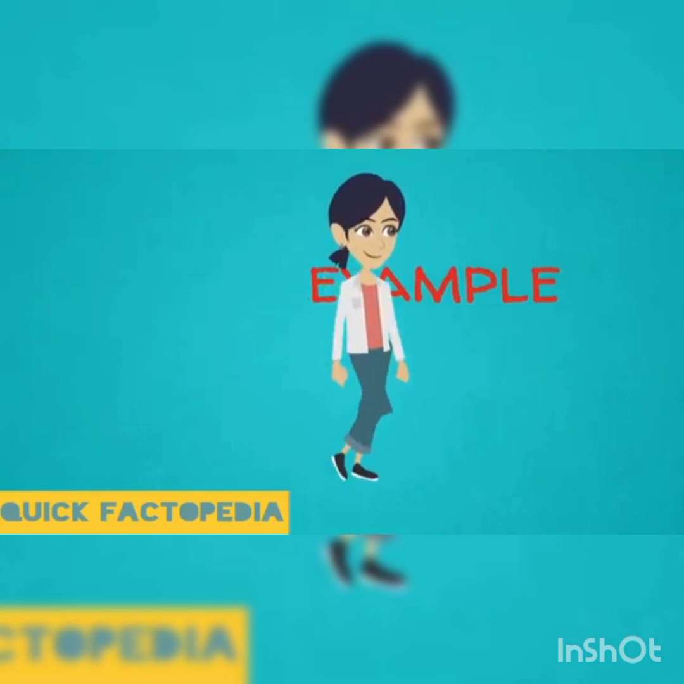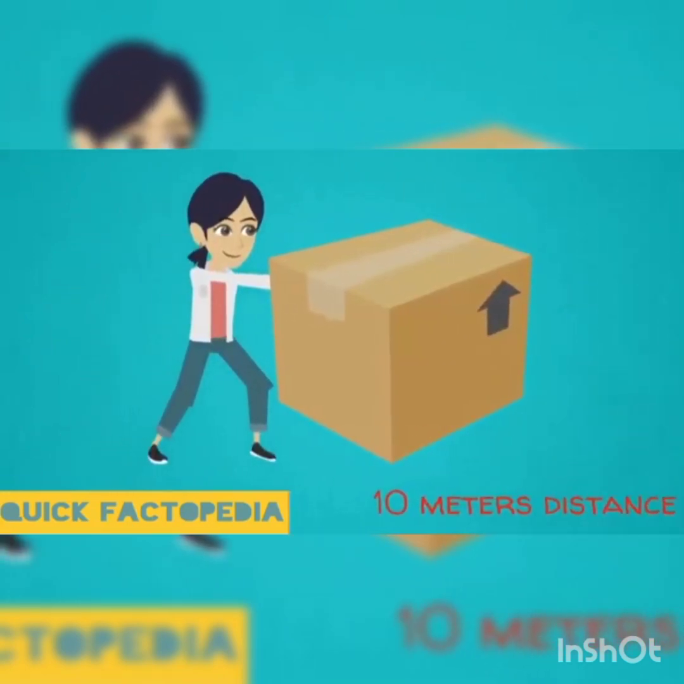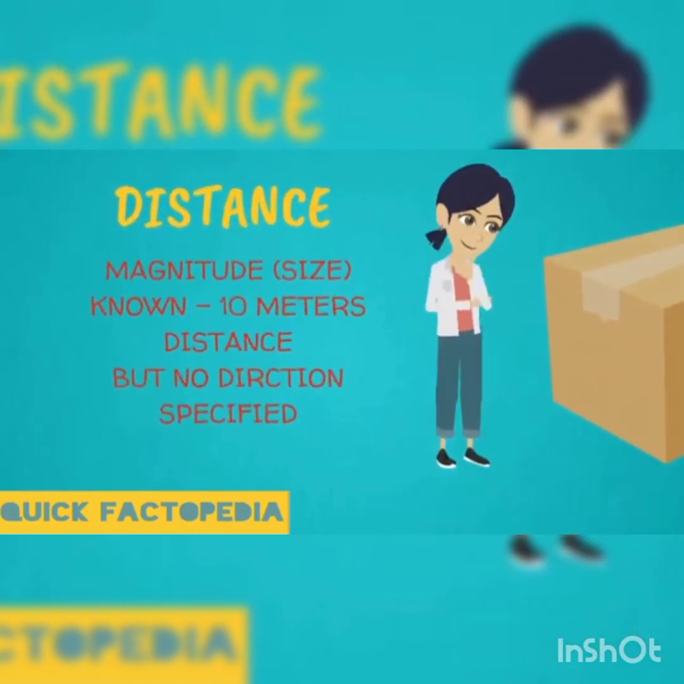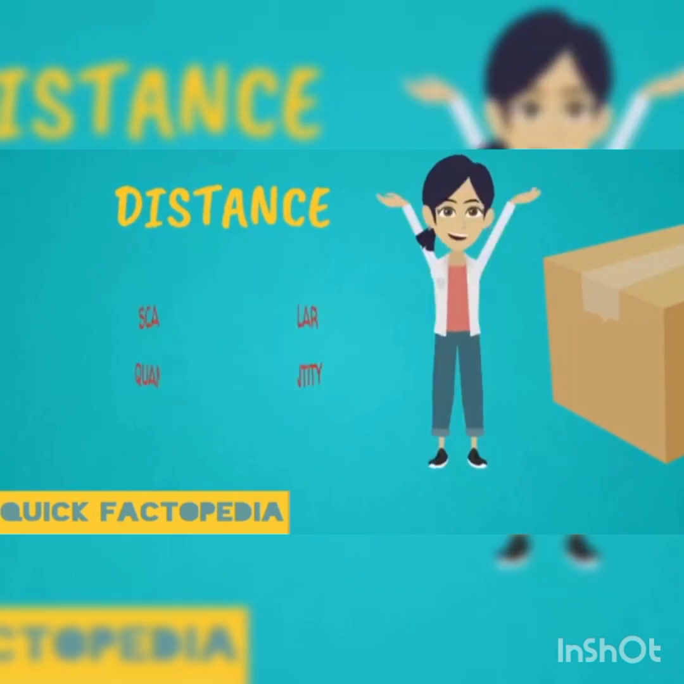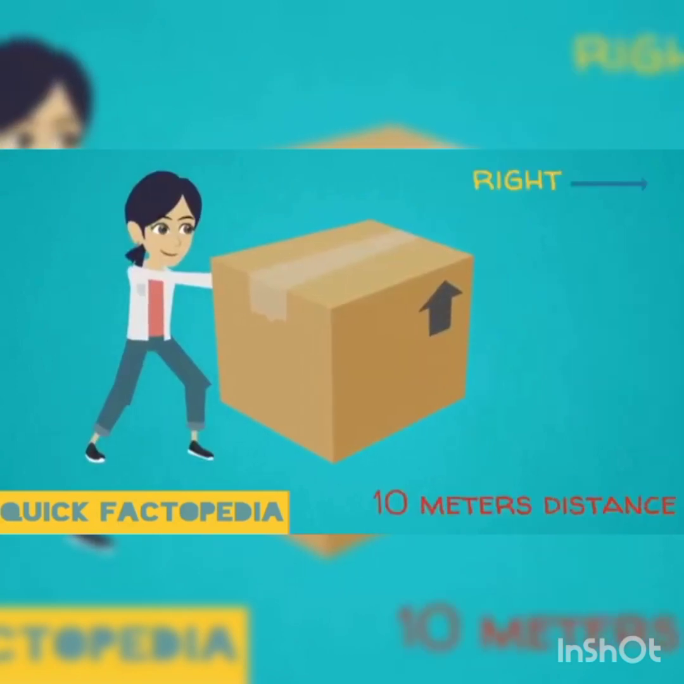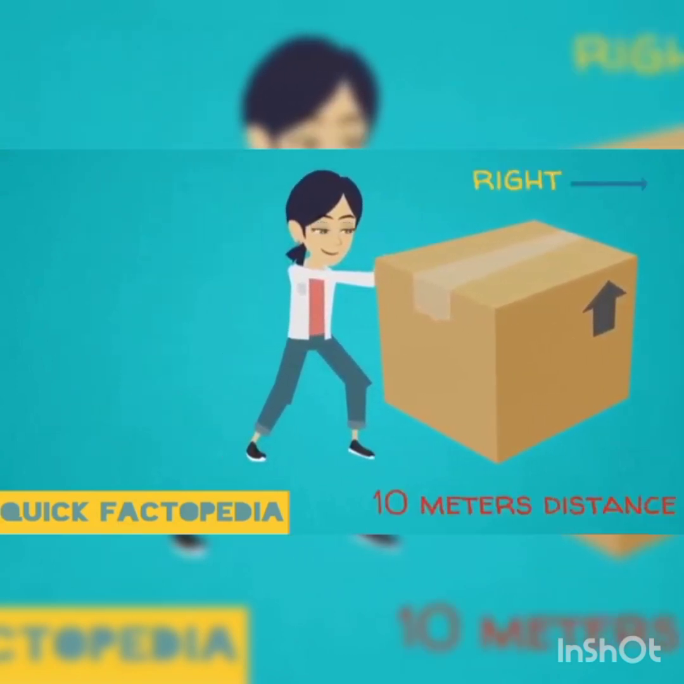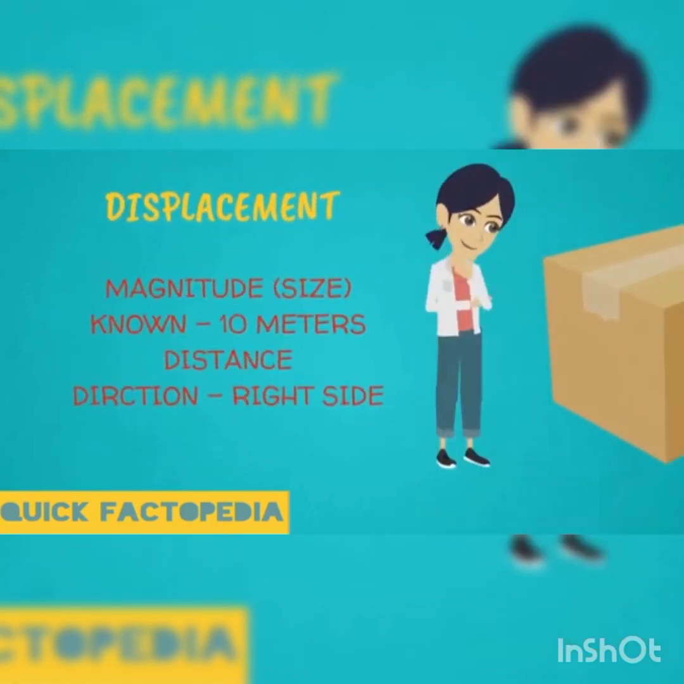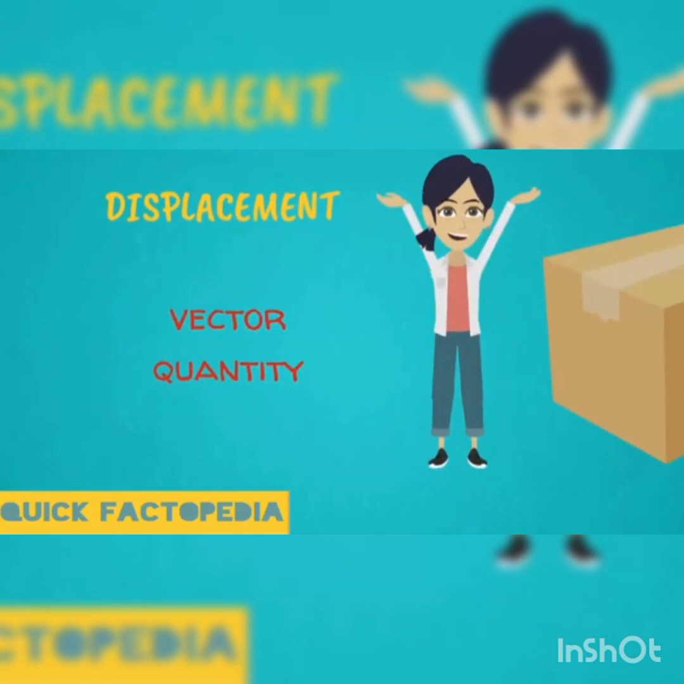Let us take some examples. Let's say I am moving this box to a 10 meters distance. Here we know the magnitude, that is the distance of 10 meters the box has been moved, without specifying the direction. Yes, distance is thus a scalar quantity. But now, how will you all know in which direction I moved? So now, if I specify the direction, by saying I move the box by 10 meters distance to the right, now here we know that I moved the box at 10 meters distance to the right side. Hence, what we get is the vector quantity, and the vector quantity of distance is the displacement.